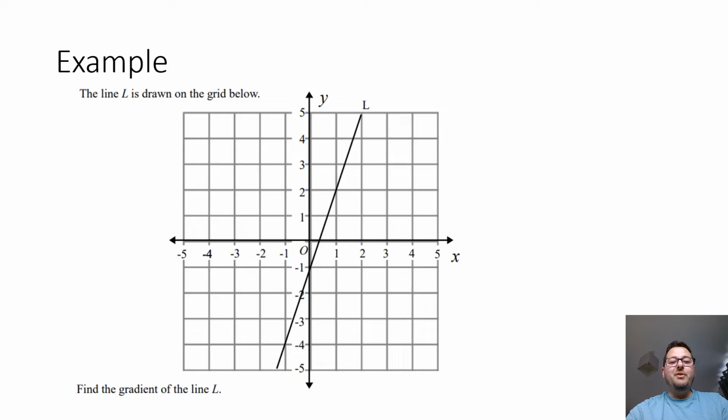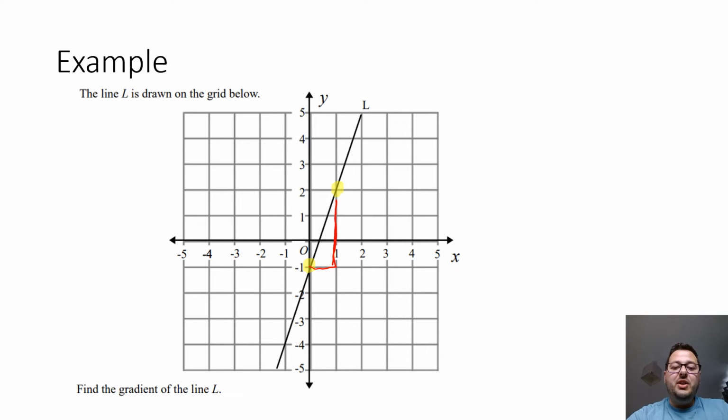Okay, so we've got the line L drawn on the grid below, and we just want to find the gradient of the line. So again, let's just start off by picking 2 points. Now let's pick some nice ones. So I'm looking for ones that are on the kind of the corners. So that one looks good to me. That kind of hits that corner bit there, and that looks good to me as well. Okay, but any 2 points should work. Okay, so let's just draw a little bit of a triangle.